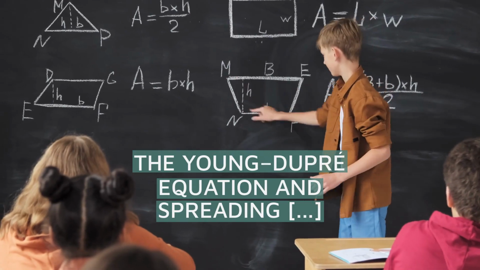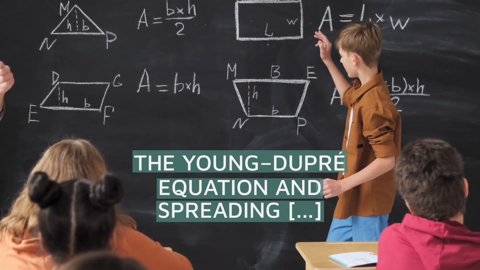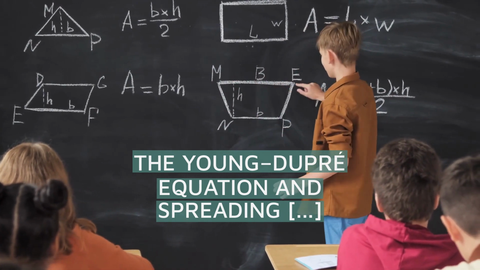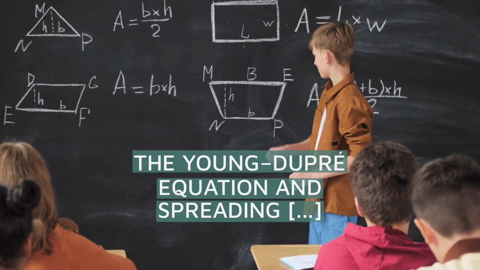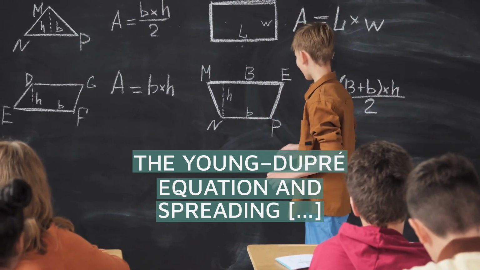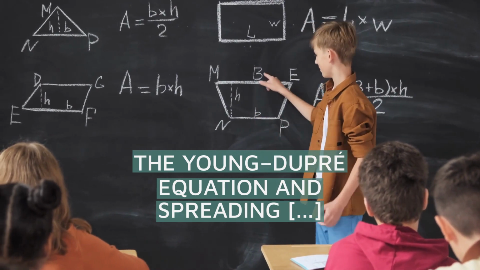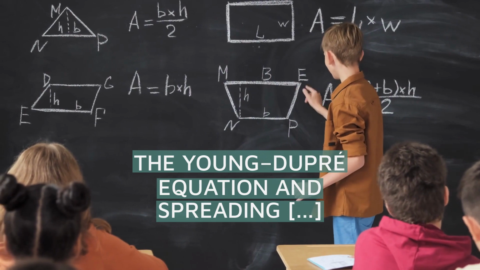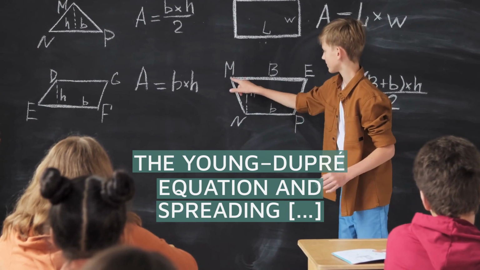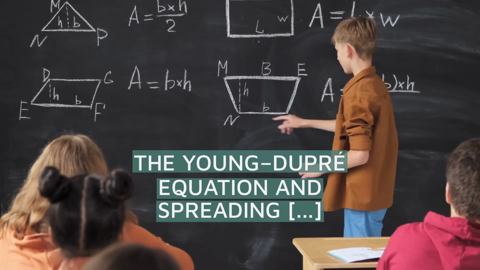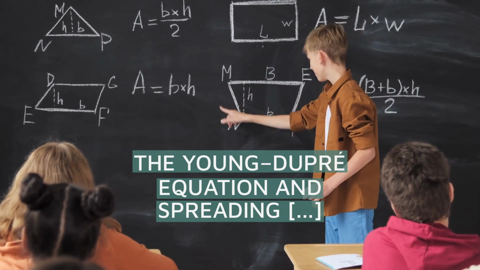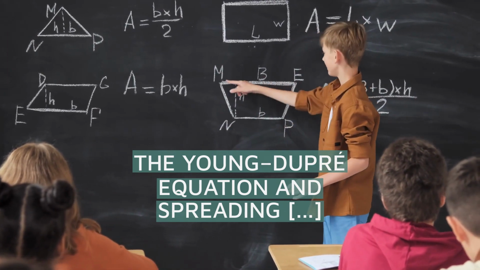The Young-Dupré equation and spreading coefficient. The Young-Dupré equation, Thomas Young 1805, Athanase Dupré and Paul Dupré 1869, dictates that neither γSG nor γSL can be larger than the sum of the other two surface energies. The consequence of this restriction is the prediction of complete wetting when γSG > γSL + γLG and zero wetting when γSL > γSG + γLG. The lack of a solution to the Young-Dupré equation is an indicator that there is no equilibrium configuration with a contact angle between 0 and 180 degrees for those situations.